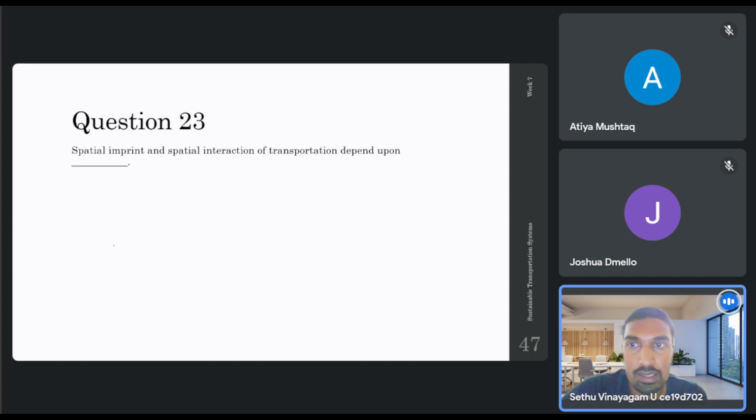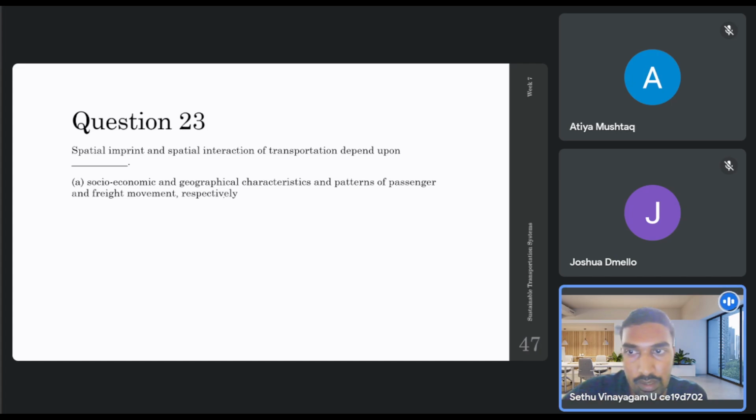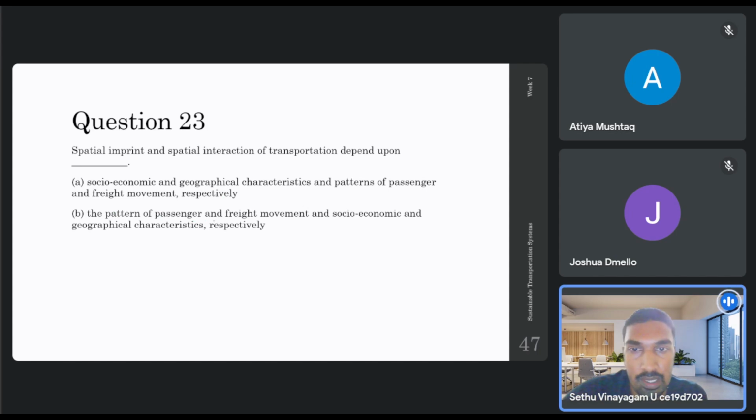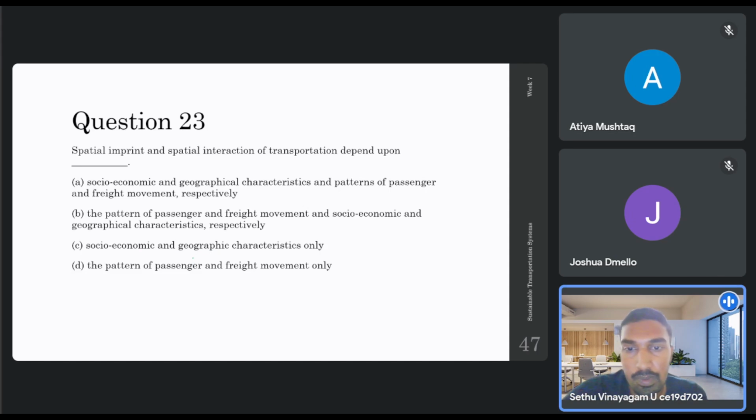Okay, question number 23: spatial imprint and the spatial interaction of transportation depend upon dash. The options are: A, socioeconomic and geographical characteristics and the patterns of passenger and freight movement respectively. B is the opposite of that, the pattern of passenger and freight movement and socioeconomic and geographical characteristics, respectively. C is only the socioeconomic and geographical characteristics, and D is only the pattern of passenger and freight movement.